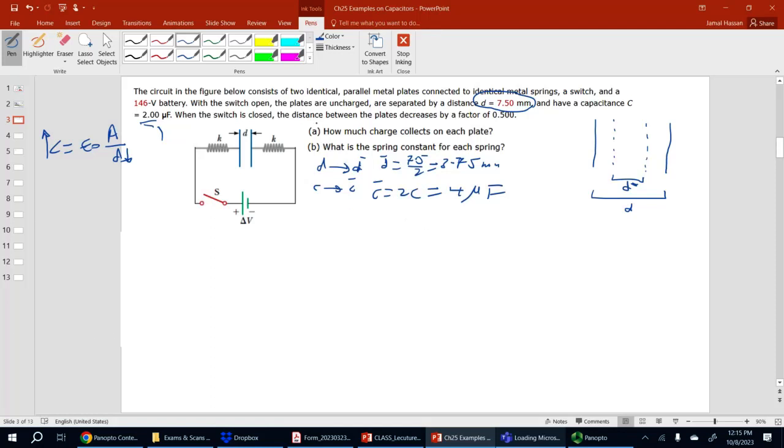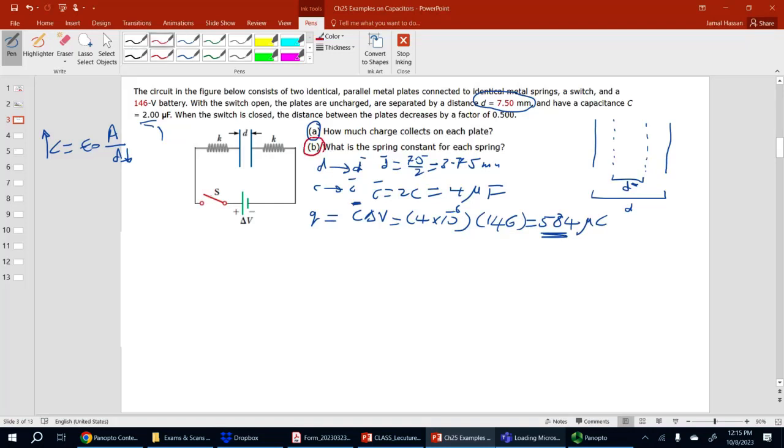Okay. So part A should be easy now. Q is equal to CV, actually C prime delta V, right? Because we have C prime now. So it is equal to 4 micro, multiplied by voltage 146. So the answer is 5. Always double check my answers, please. Microcoulomb. Okay. This is done.